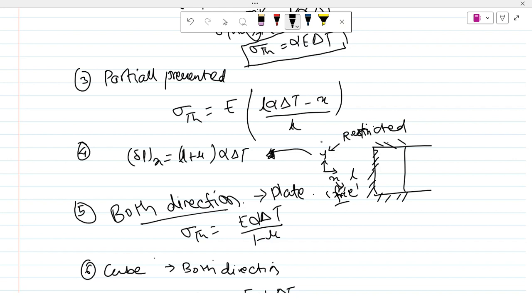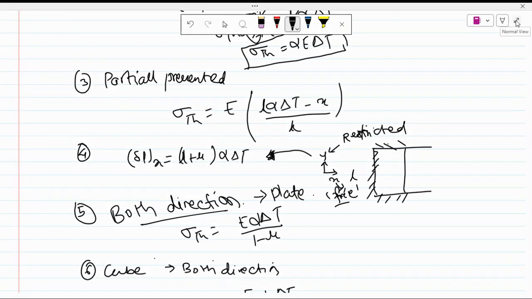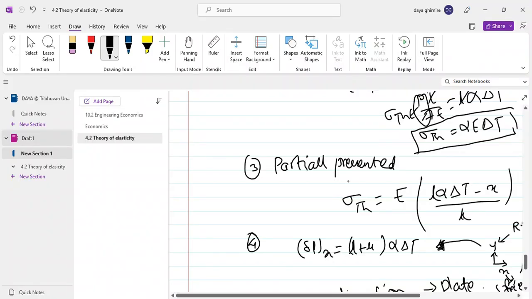Okay, I think this is all about thermal stress and thermal strain prevention. I think you guys will have a very useful time with these formulas.